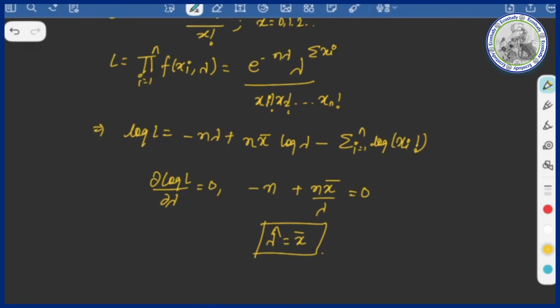Okay, so now we will see another concept, that is the method of moments. This is the last topic for the mathematical statistics portion. After that, this portion is completed. Method of moments. Okay, what does it mean?